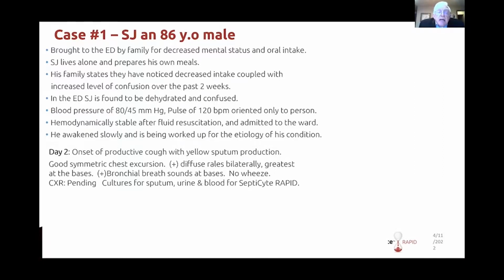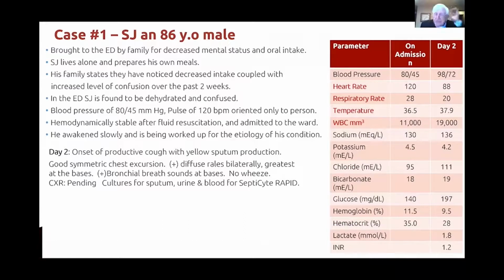He awakened slowly and was being worked up for the etiology of his presentation. The patient's lab tests are shown on the right-hand side, with blood pressure improvement on day 2. SIRS criteria are met with high heart rate, respiratory rate, mild fever, and an elevated white count. Lactate was slightly elevated, but not excessively high. On day 2, the patient had onset of productive cough with some sputum production. Chest examination revealed rales bilaterally with some bronchial breath sounds, no wheezing. Chest X-ray was ordered, and cultures were obtained for sputum, urine, and blood, and a Septicide Rapid test was performed. Next.